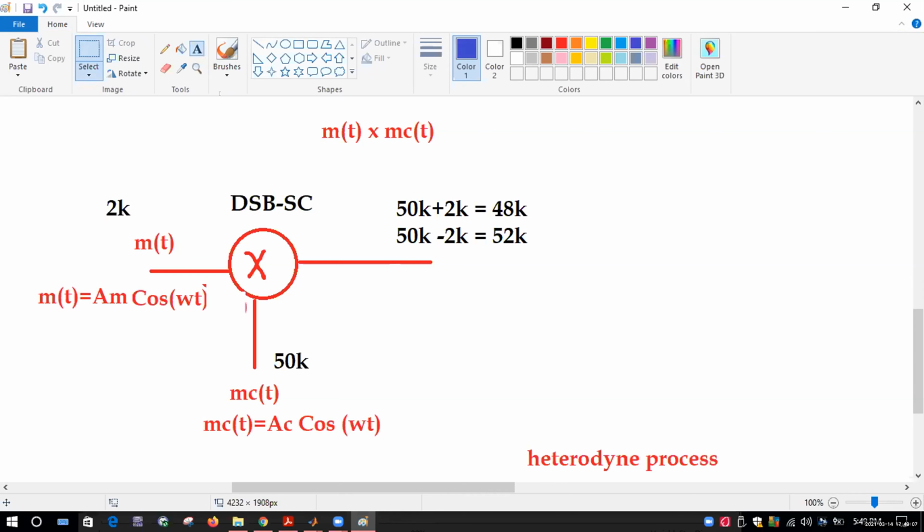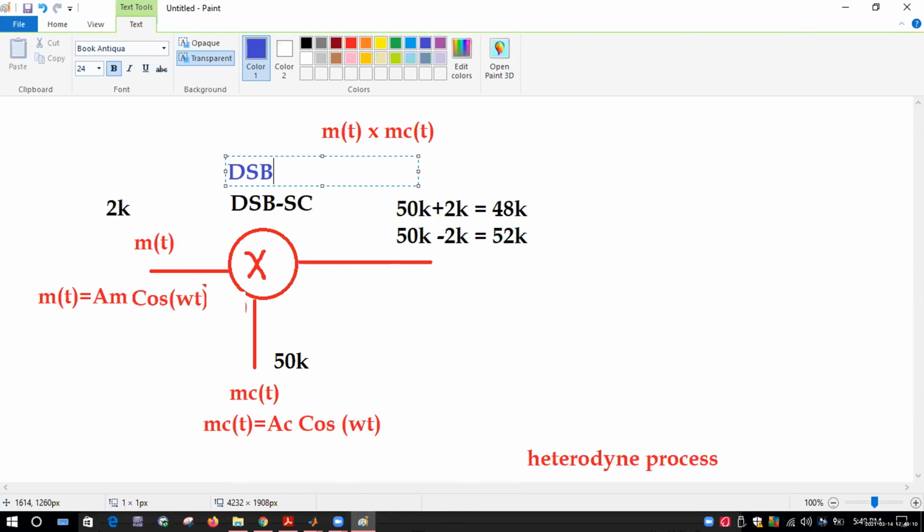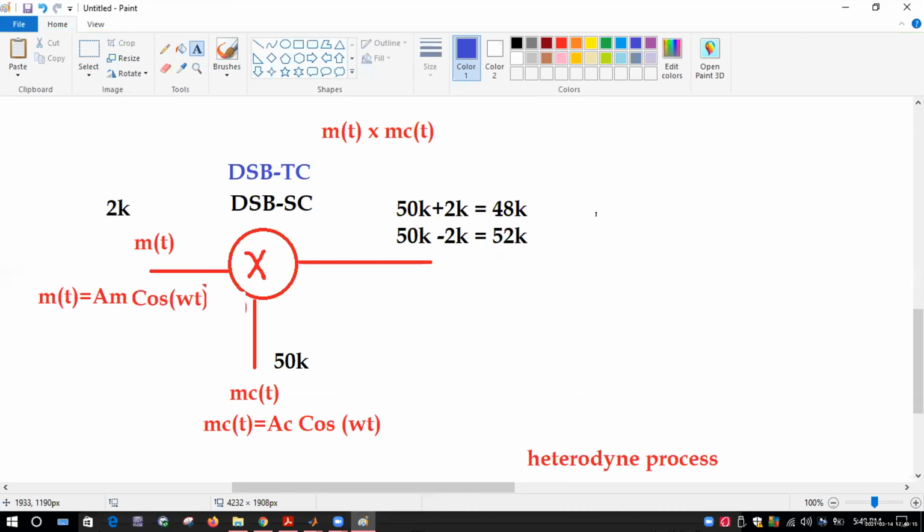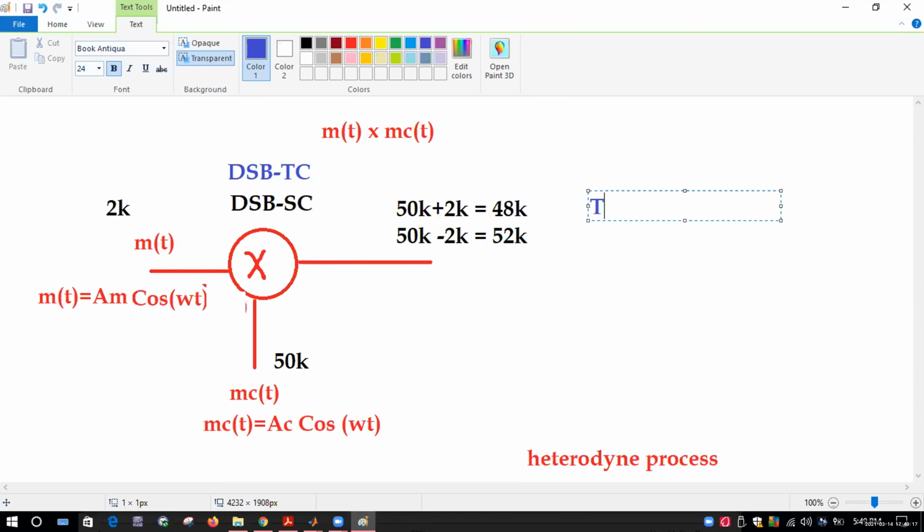But let's say you are now using this modulator, double sideband transmitted carrier. In that case, the output will not be this. The output will be 50K plus 2K, 50K itself, and 50K minus 2K. So how many frequencies are there at the output? Sorry, I will make it plus here and minus there. This is 52K. And here we have 48, right?